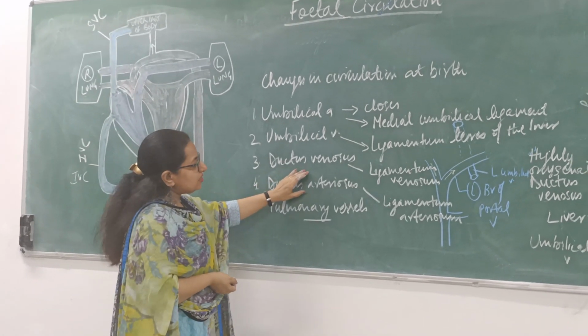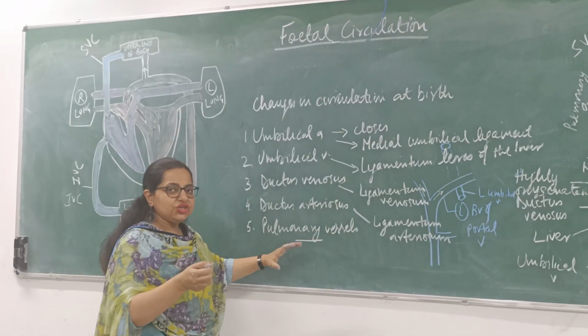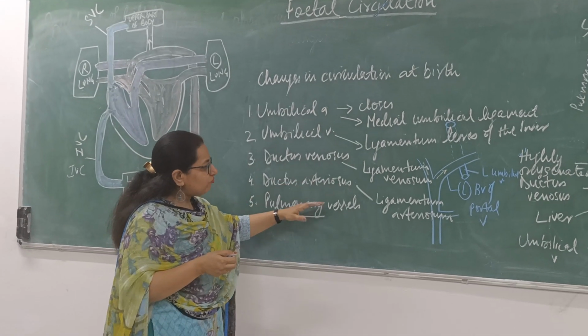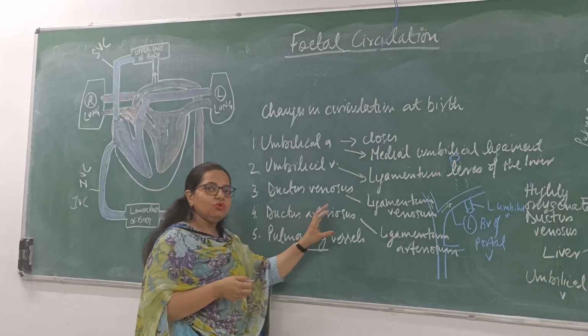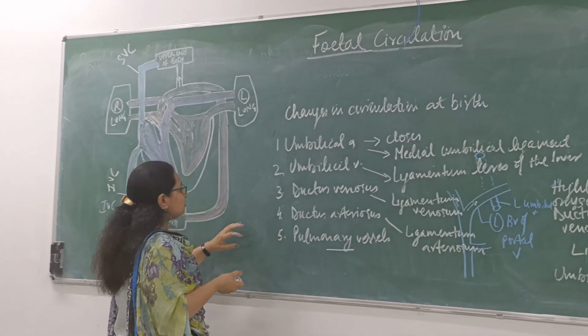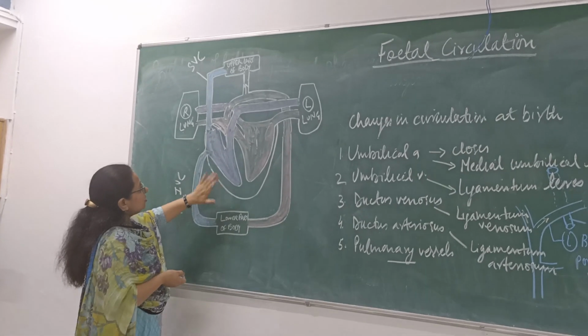And when the ductus arteriosus closes, there is muscular contraction, later on followed by the proliferation of the intima so as to cause the complete closure of the ductus arteriosus as well as the ductus venosus. And this is how the adult circulation is.